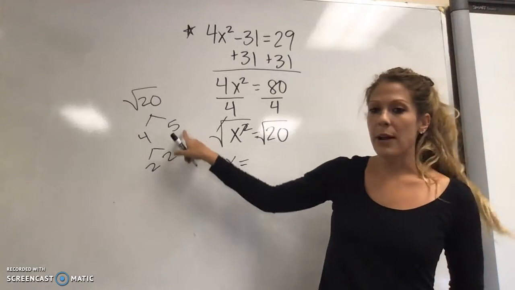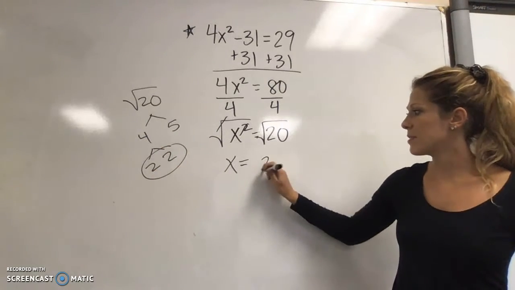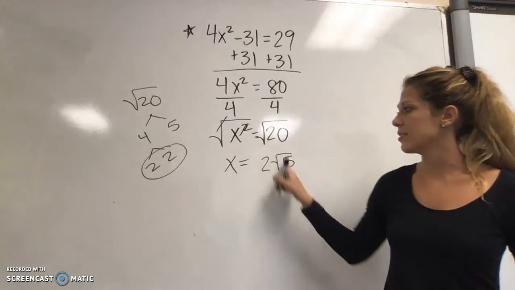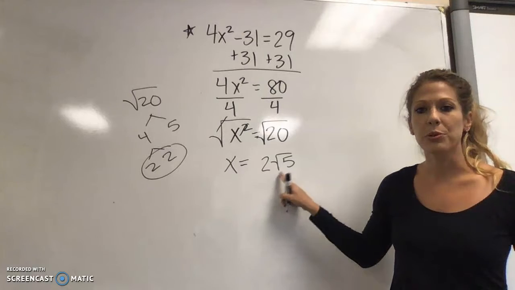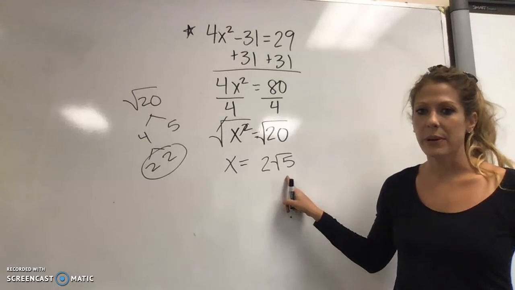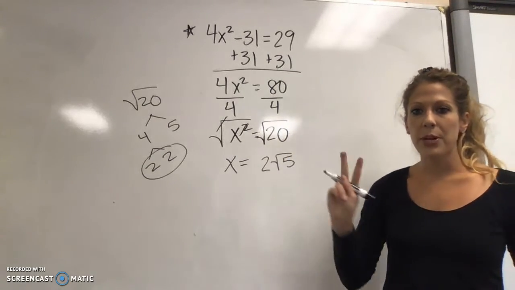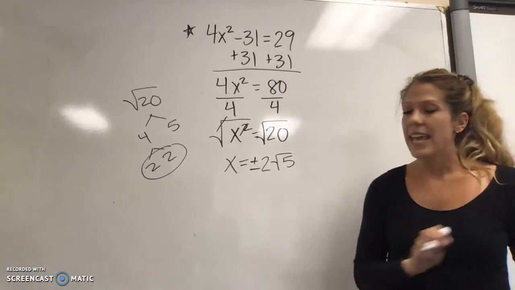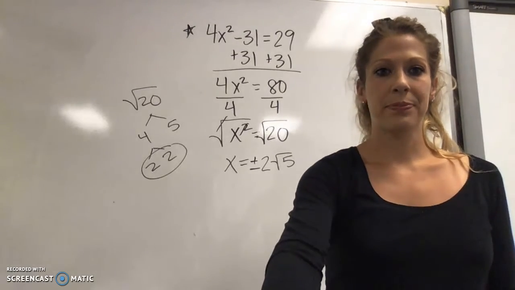You look at all your prime numbers, and if you have a double of something, that escapes the square root sign. So we have 2, but the 5 is still stuck underneath the square root sign. We call this 2 root 5, or 2 times the square root of 5. But don't forget, whenever you take the square root of a positive number, you get 2 answers. So we have positive 2 root 5 and negative 2 root 5 as our final answer.